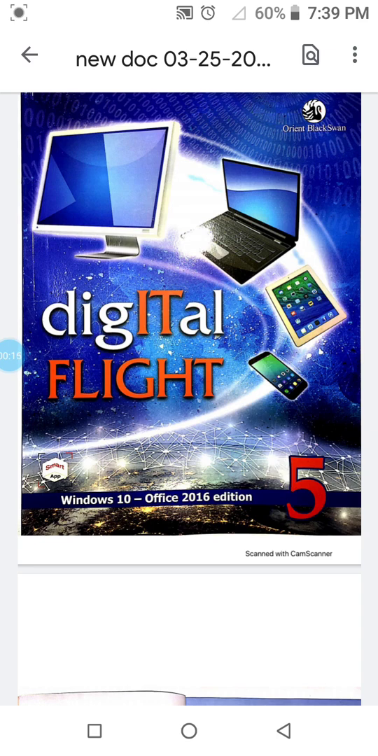Children, welcome to class 5 and this is your first class of computers. So without giving much time, let me introduce you to your textbook, which is Digital Flight Windows 10 Office 2016 edition by Orient Black Swan Publication.